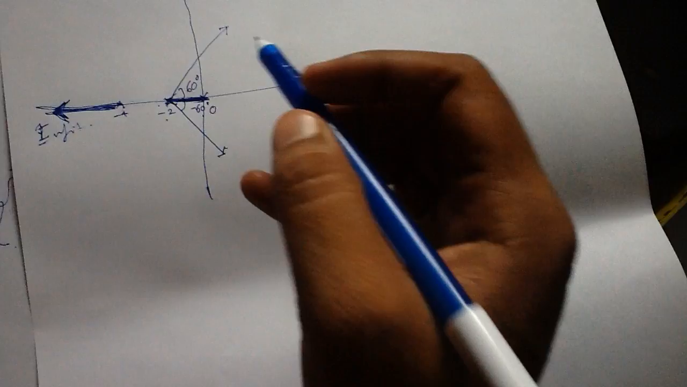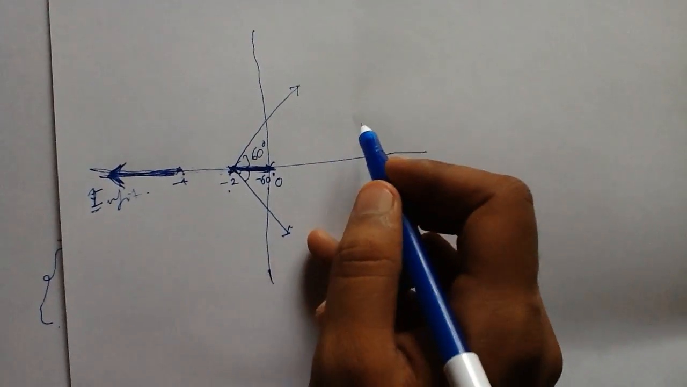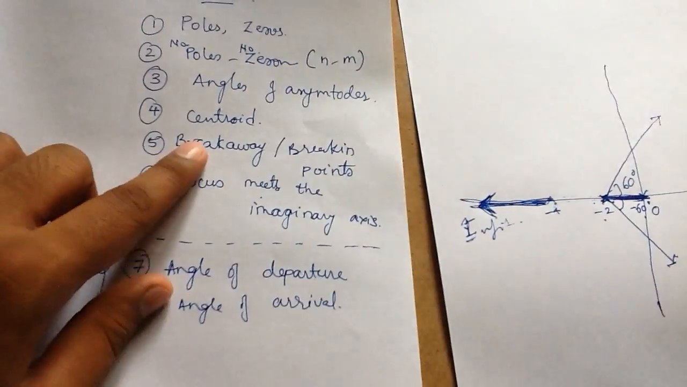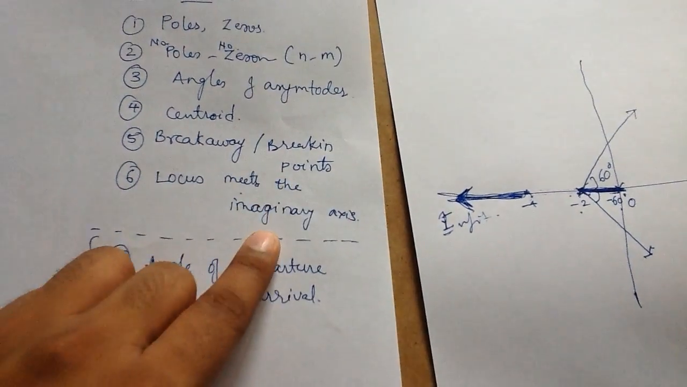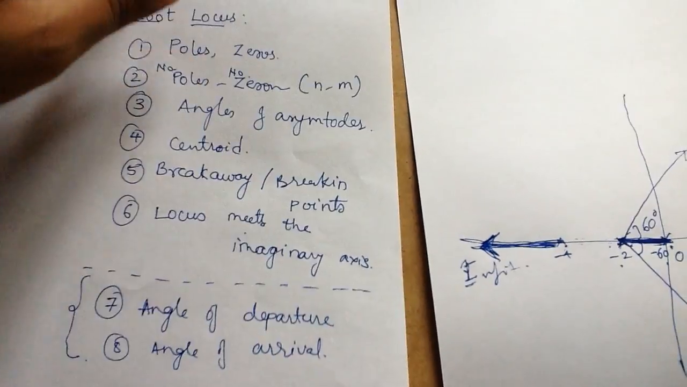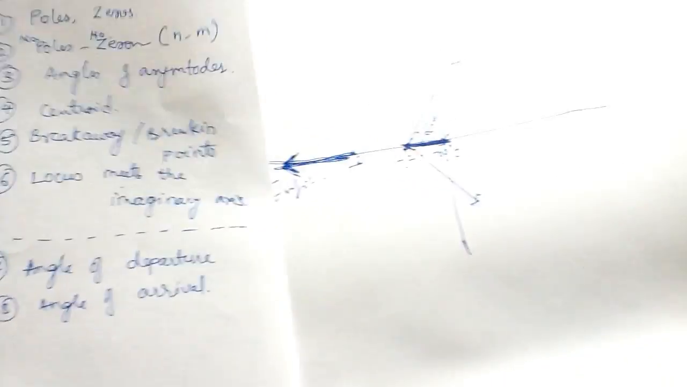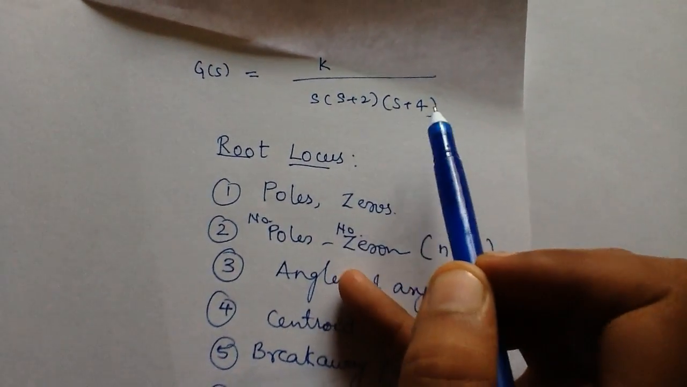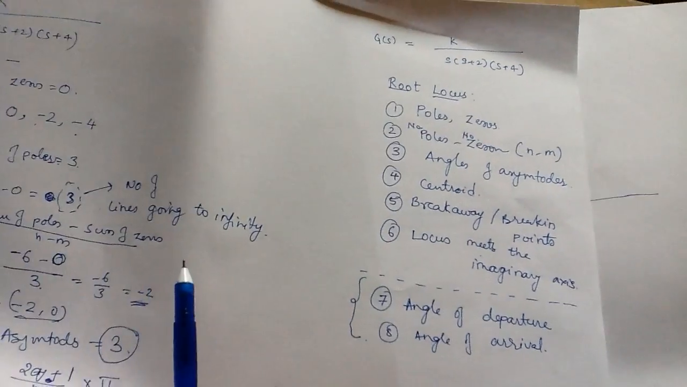Now we need to find out how the root locus branches are actually going to take off. We have found out everything we have written down here except the breakaway and break-in points and also the imaginary axis meeting points. So to find out the breakaway and break-in points, we need to find out the closed loop transfer function. In the question we have been given k by s into s plus 2 into s plus 4. We need to find out c of s by r of s.